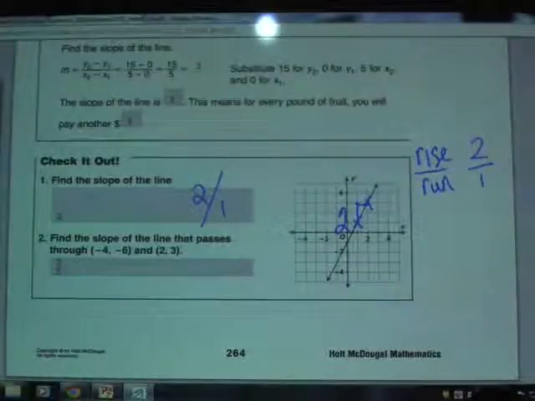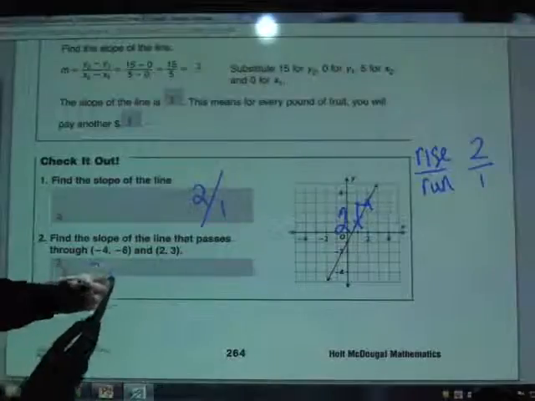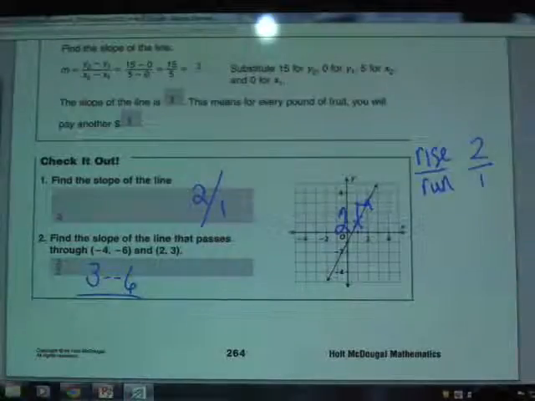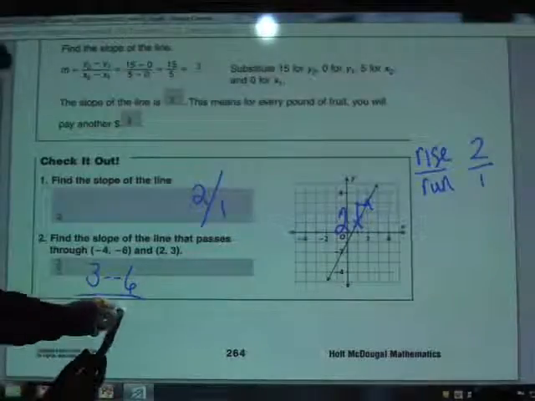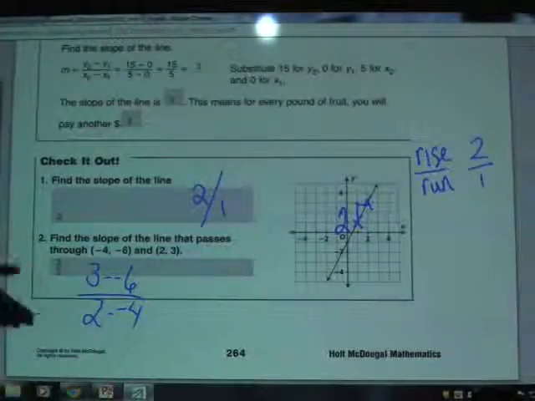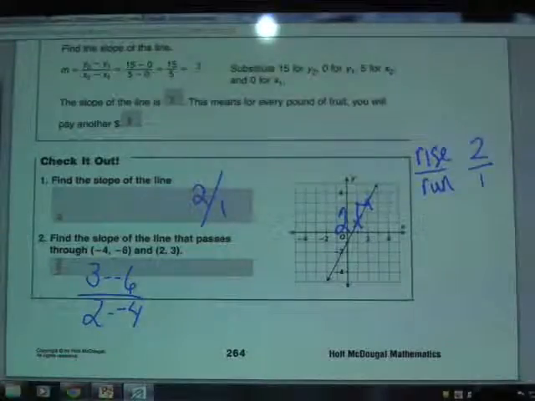And number 2, they're asking me to find the slope of the line that passes through (-4, -6) and (2, 3). So we can jump into that here. Again, that formula that you saw earlier says take the difference in the y values first to find the slope. So I'm going to do 3 minus -6 and divide that by the difference in the x values, 2 minus -4. Well, when I simplify this out here, I'm going to get an answer that's probably exactly like the one they already have there, 3 over 2.